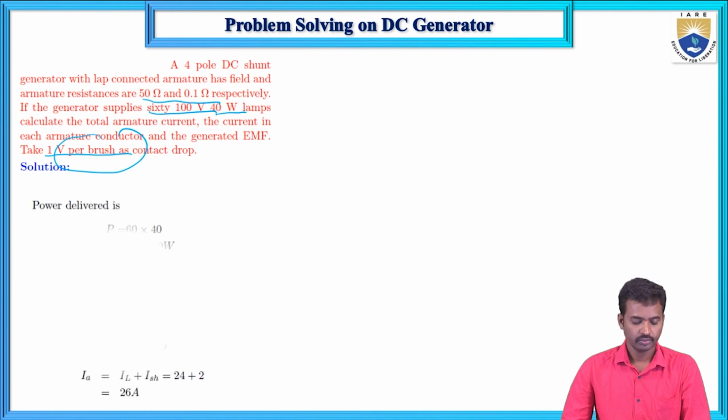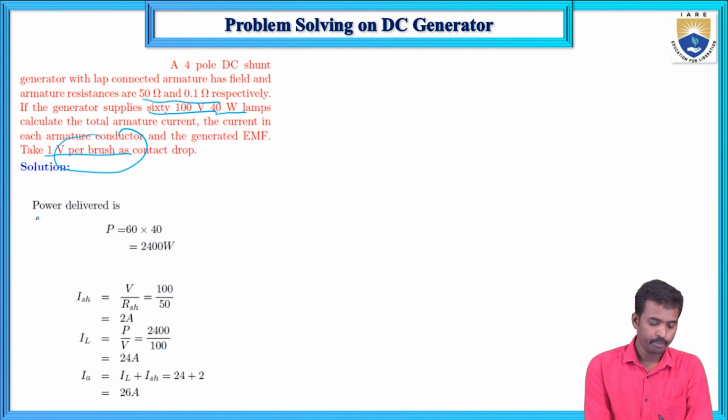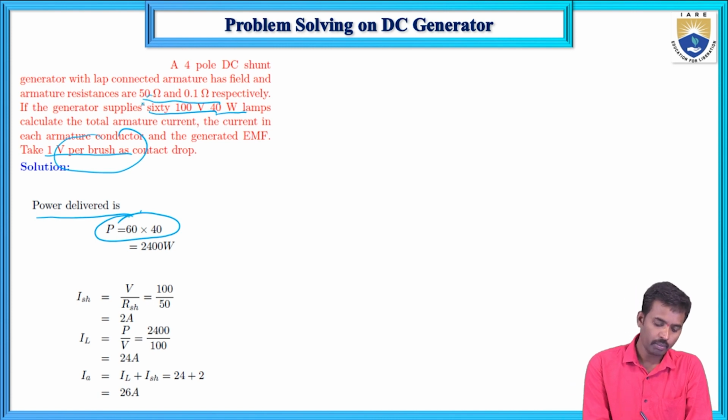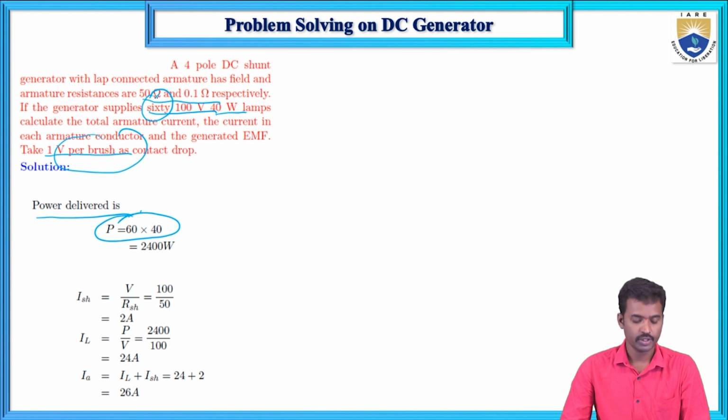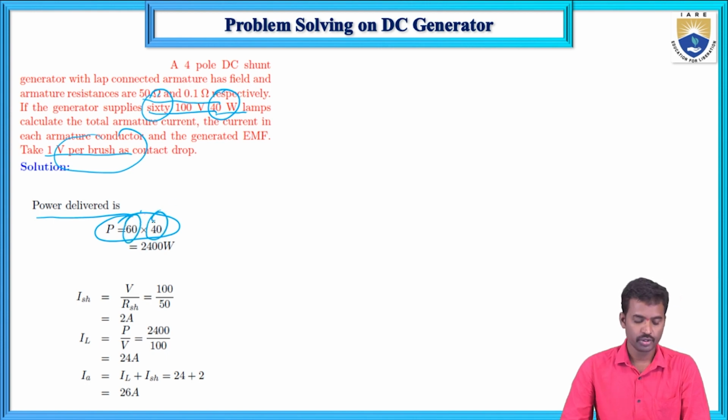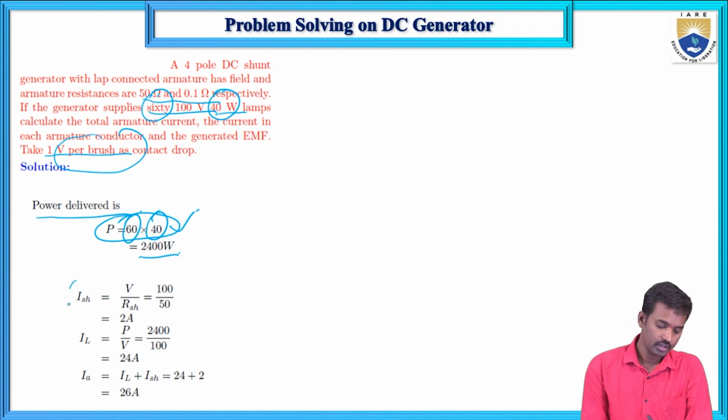So now here power delivered is 60 into 40. How will you calculate this? The total number of lamps here is 60, and 40 watts each. So the total power delivered is 60 into 40, that is 2400 watts. And next, Ish.